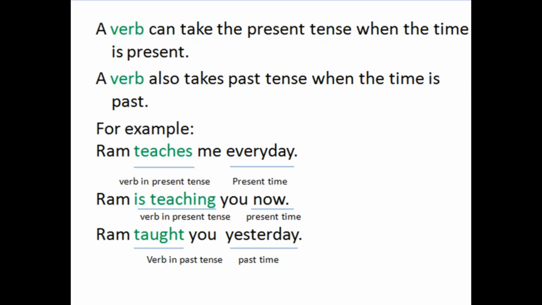A verb can take the present tense when the time is present. A verb also takes past tense when the time is past. For example, Ram teaches me every day. Here teaches is the verb which is in present tense and every day refers to present time. Next, Ram is teaching you now. Here is teaching is the verb which is in present tense and now refers to the present time. Ram taught you yesterday. Here taught is the verb which is in past tense and yesterday refers to past time.